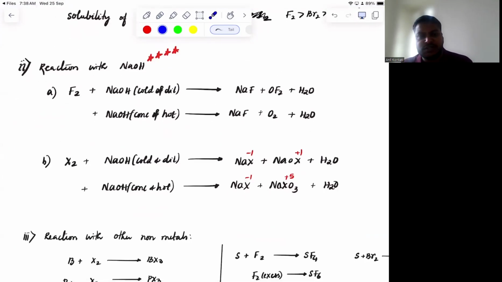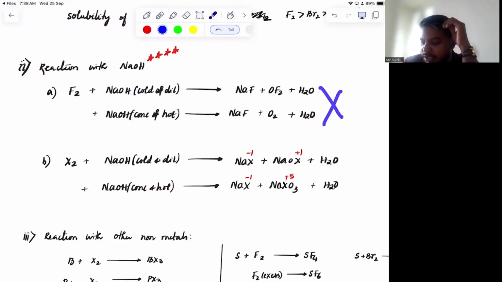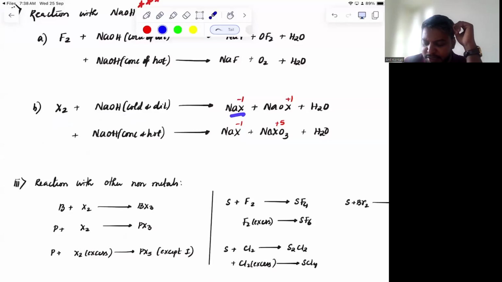Next. Check out the reactivity with NaOH. F2, when you react with cold and dilute NaOH, will become NaF, OF2, and H2. The oxidation state of fluorine is not changing. This is not a disproportionation reaction. Got it? Next, X2, if you react with cold and dilute NaOH, will become X minus and XO minus, where XO minus has the oxidation state of halogen as plus 1. And if you use hot and concentrated NaOH, then we'll get X minus and XO3 minus, where the oxidation state of halogen will be plus 5.